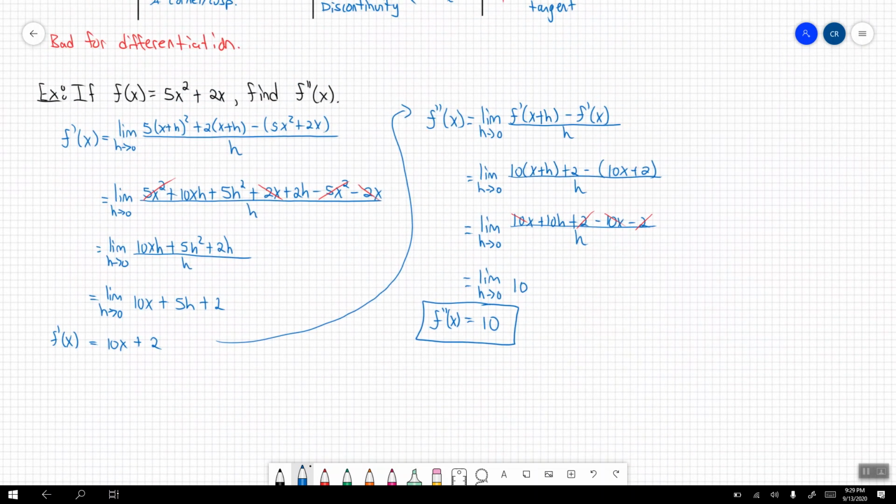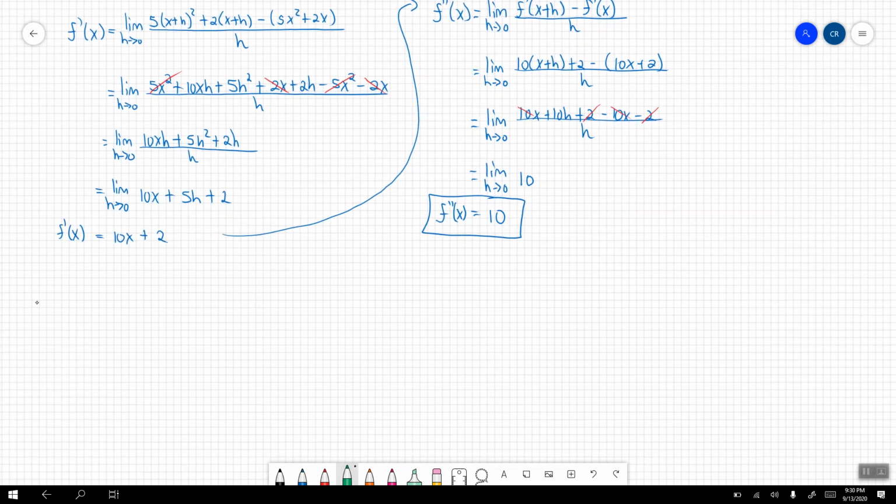Now, again, if I ask you to find the second derivative using the limit definition, then you have to go through this whole process to show that you found the derivative using this limit definition. Keep that in mind.